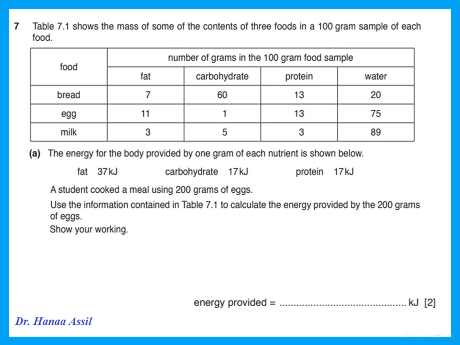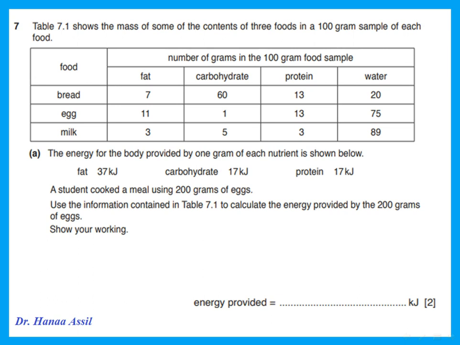Table 7.1 shows the mass of some of the contents of 3 foods in a 100-gram sample of each food. So in 100 grams of bread, I have this amount of fat and carbohydrate and protein and water and so on. And he's saying the energy for the body provided by 1 gram of each nutrient is shown. So 1 gram of fat has 37 kilojoules, 1 gram of carbohydrate, and so on.